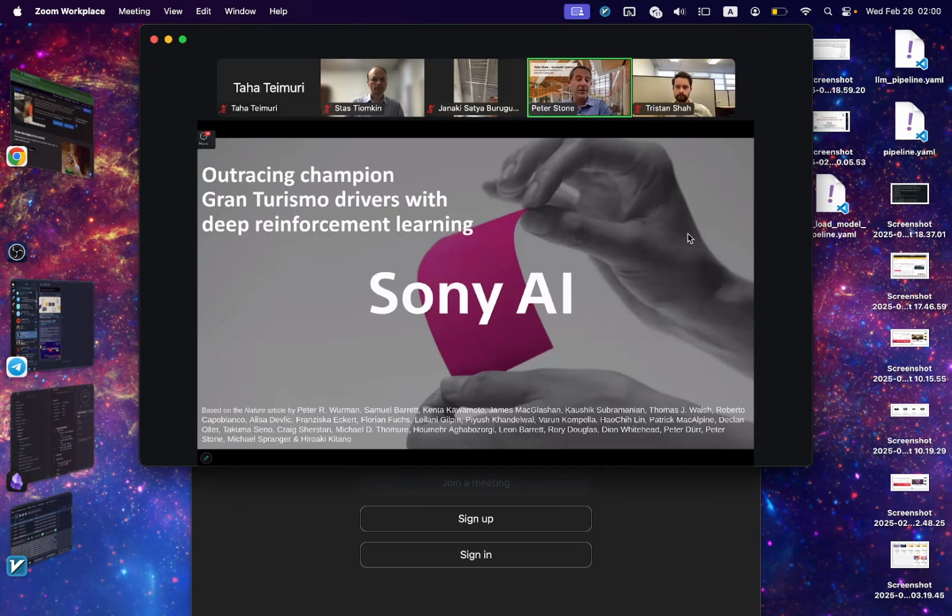I do know that there's at least one Formula One racing team that has re-implemented GT Sophy and is trying to use it within their system, but they can't tell us many details about what they're doing, so we don't know yet if it's been useful for them. But certainly, using this kind of approach in other simulated environments is possible.